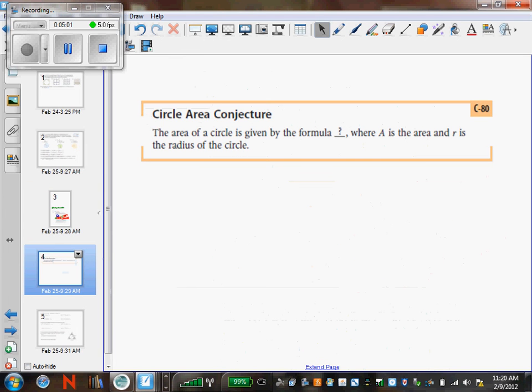That is conjecture 80. The area of the circle is given by the formula blank. Fill in the blank and get that in your notes. I would like for you to do on page 451, number 1 for class tomorrow. I'll see you then.